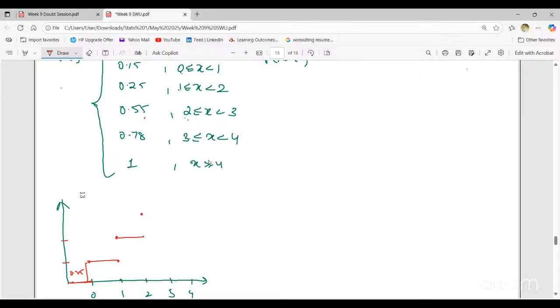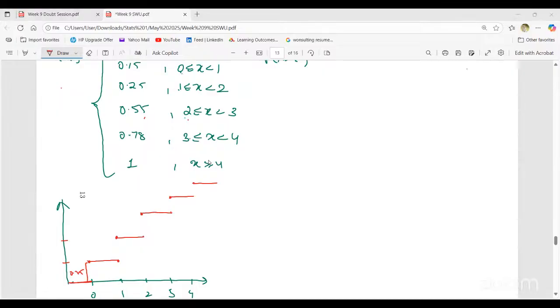Now till 3, it will go like this. Now at 3, it will again jump to 0.78. This will go like this. Now at 4, it will again jump to 1. So this graph is clear. Yes or no? Everyone, I need a thumbs up or something. Then we will go one by one, step by step. Yes, ma'am, it's clear. Okay.